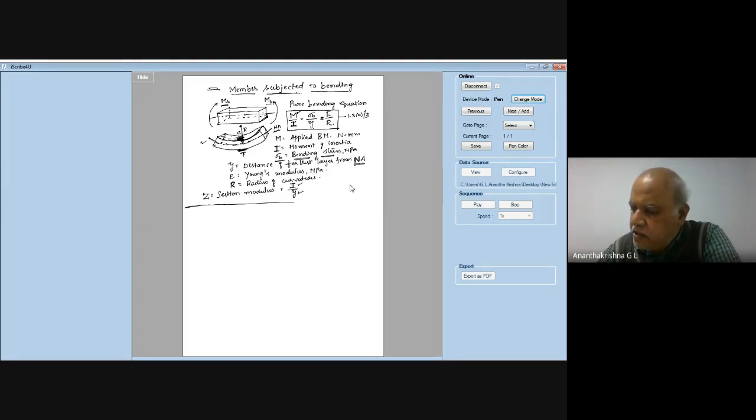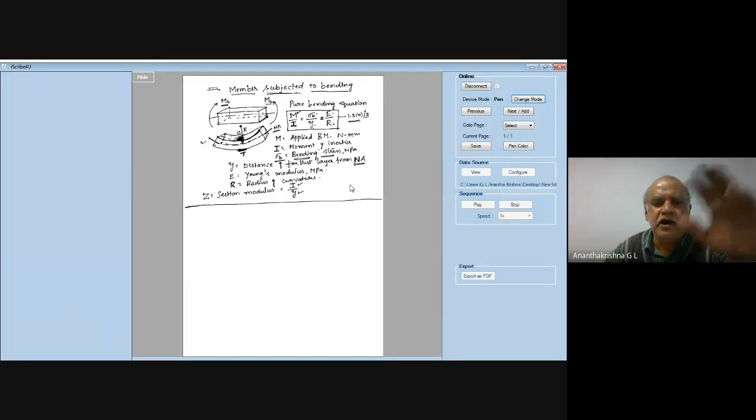When a member is subjected to bending, from the pure bending equation we have M by I is equal to sigma by y is equal to E by R, given by equation 1.3a in page number 3 of your data handbook. M is applied bending moment, I is moment of inertia, sigma b is bending stress, y is distance of farthest layer from neutral axis, E is Young's modulus in megapascal, and R stands for radius of curvature. Z is section modulus, which is essentially the ratio of I by Y. Are you there with me?